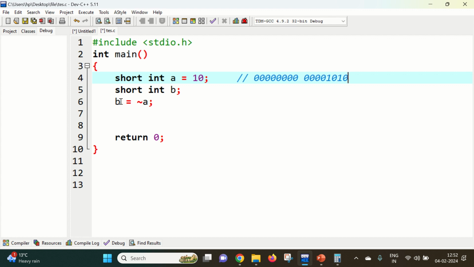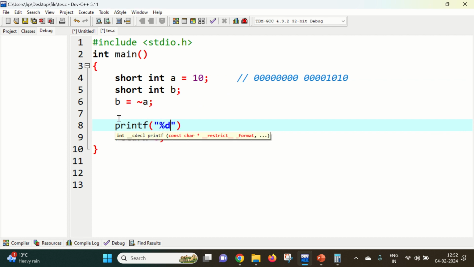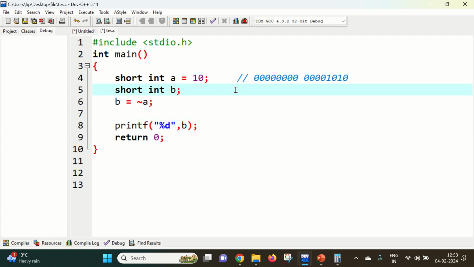Now what is b? The question is what is the answer for b. If I try to print the value of b, printf %d b, we are trying to find what the answer is. Your b is simply, because of this, every bit changed. So it becomes 1, 2, 3, 4, 5, 6, 7, 8. Okay, 1, 2, 3, 4, 5, 6, 7, 8. After that, 1, 2, 3, 4, 0, 1, 0, 1.